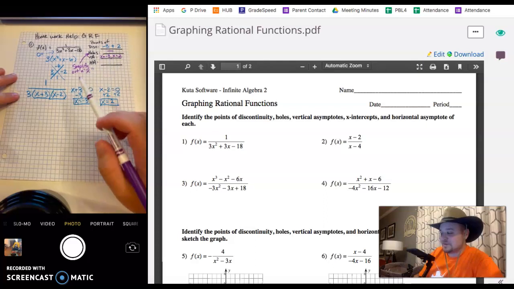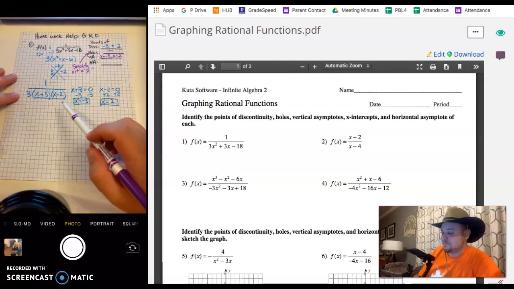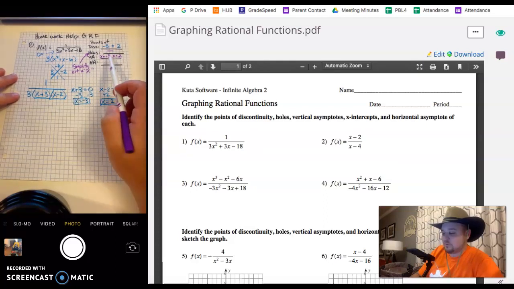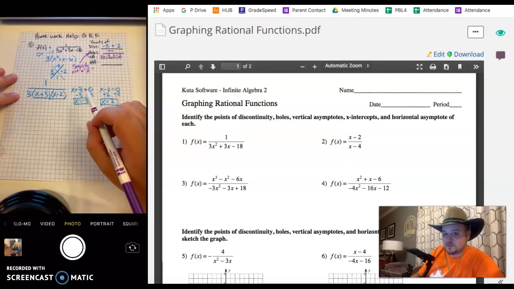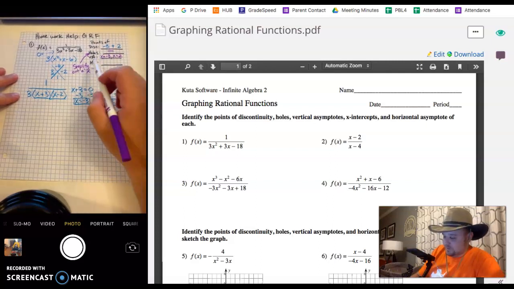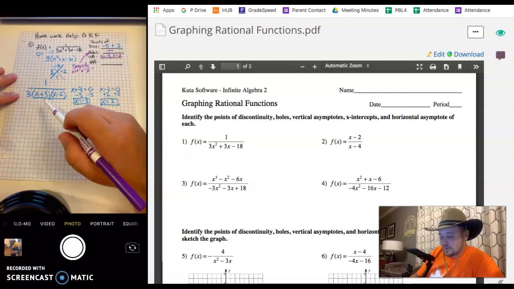We've got 2 of those asymptotes happening in this problem, and both of them are going to be vertical. We'll talk about that in 1 second. I'm going to show you a graph of this, okay? Horizontal asymptote, we are going to have a horizontal asymptote.